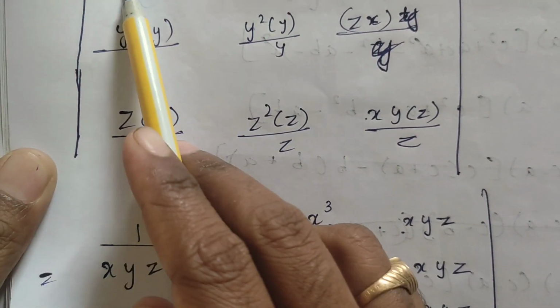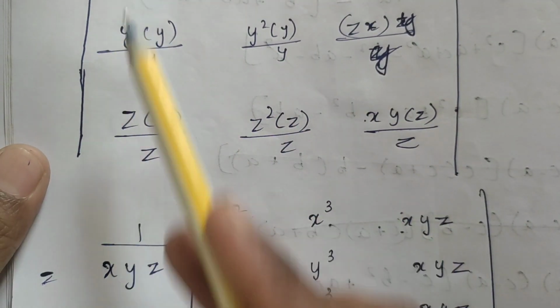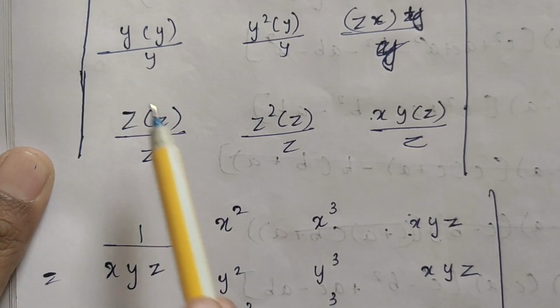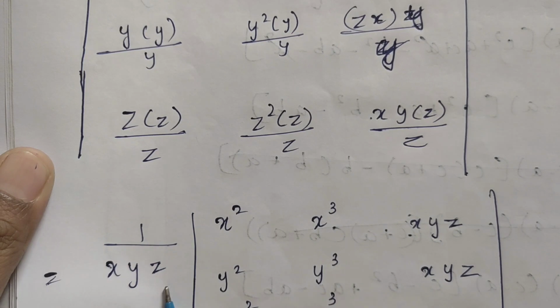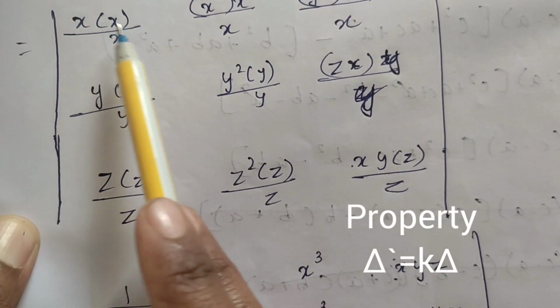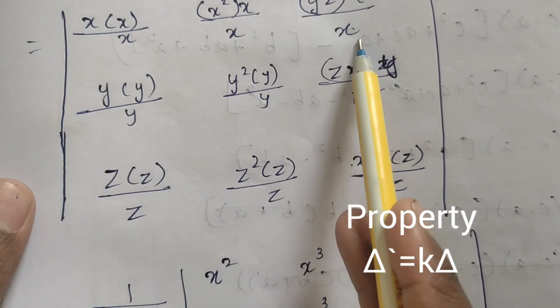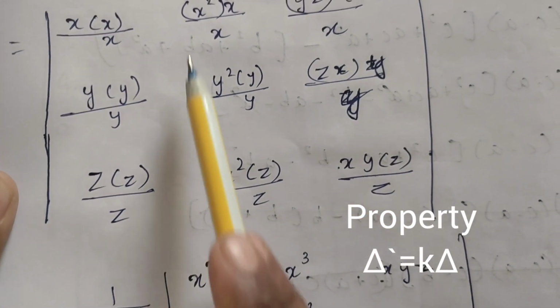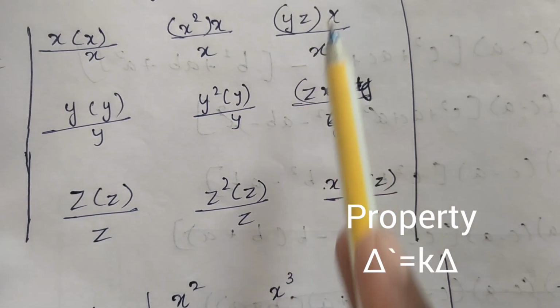Now in the first row I'll take 1 by x alone out. From the second row I'll take 1 by y. From the third row I'll take 1 by z outside. So if I take only the denominator from the row, the numerator will be the same: x square, x cube, xyz.